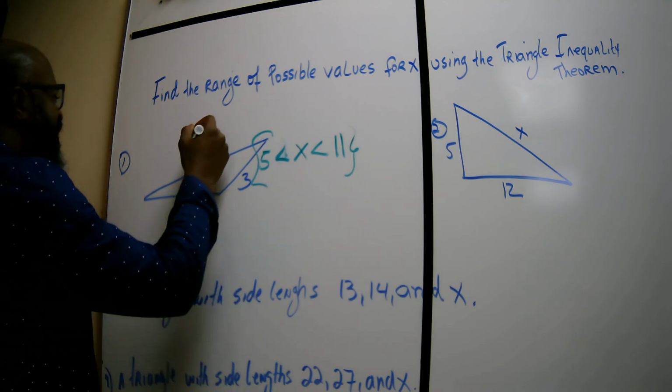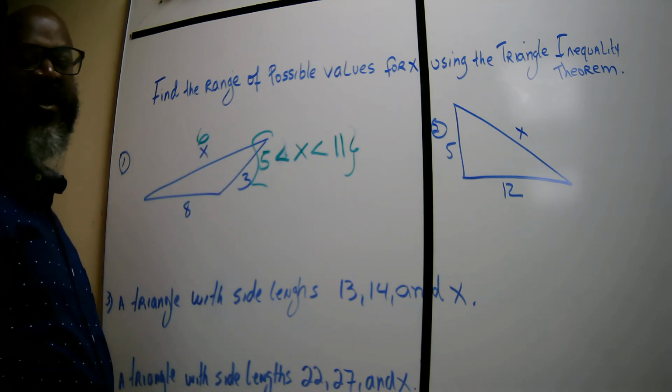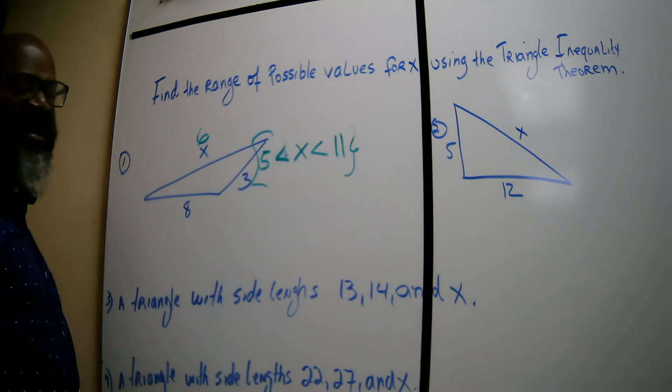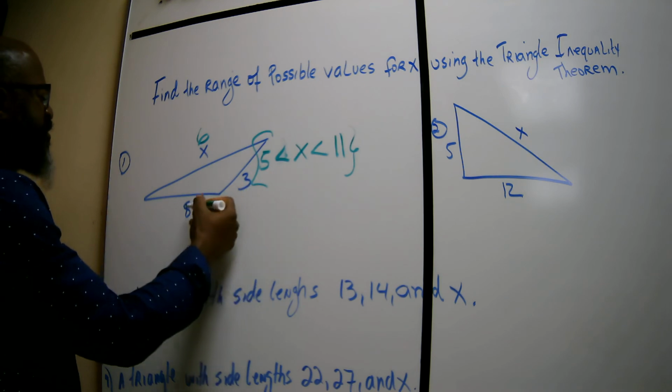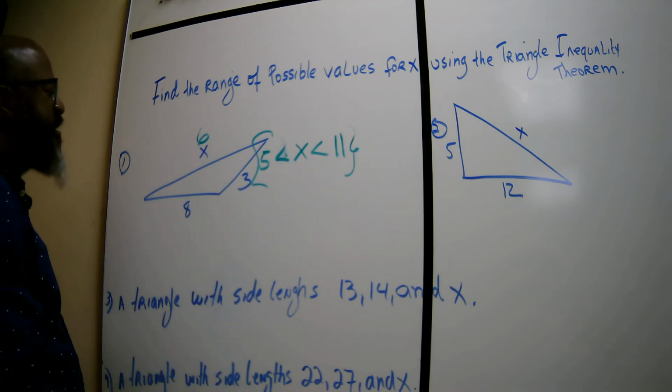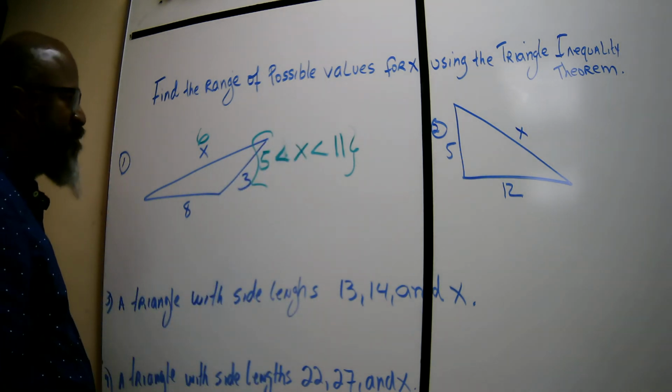If I take 6, then that will be true. If I take 10, that will be true. Anything between 5 and 11 will give you a solution. So remember, you need to add those two numbers. You add them, that will give you the upper term, and you subtract them, that will give you the lower term. So the same thing here.